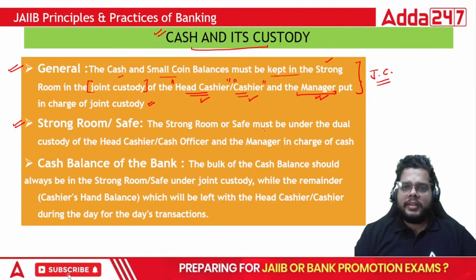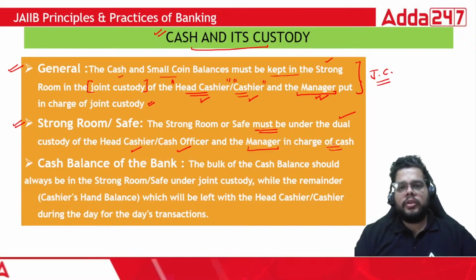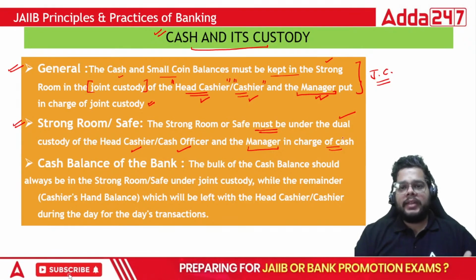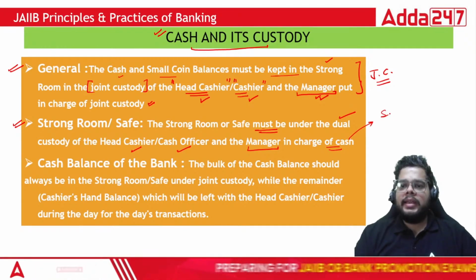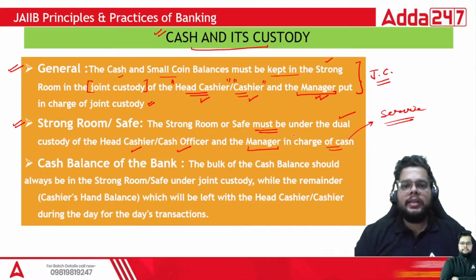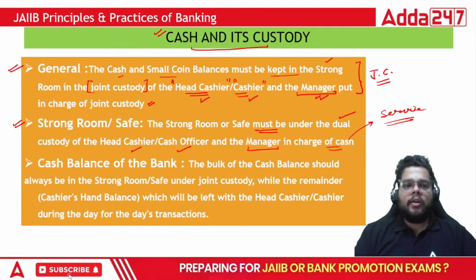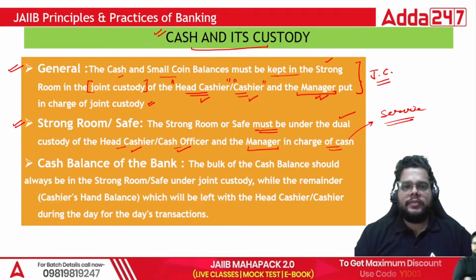The strong room or safe must be under the dual custody of the head cashier or the cash officer and the manager in charge of cash. So whosoever manager is in charge of the cash, mostly we know that it is the service manager in the banks who will be holding the joint custody of the keys for the strong room, along with the head cashier or the cash officer.